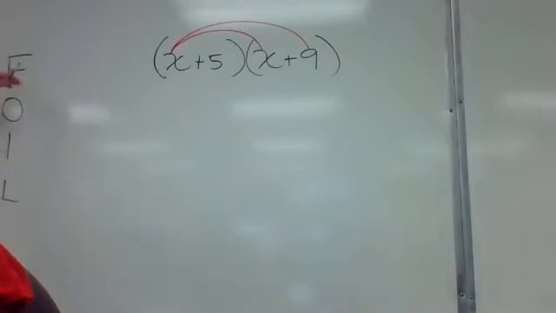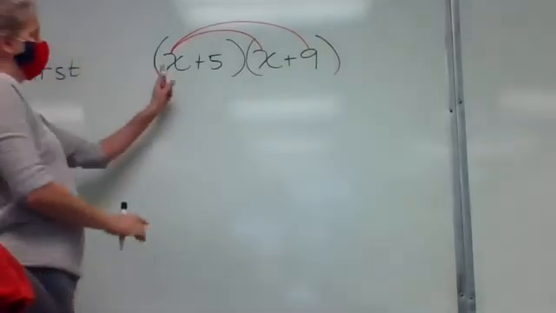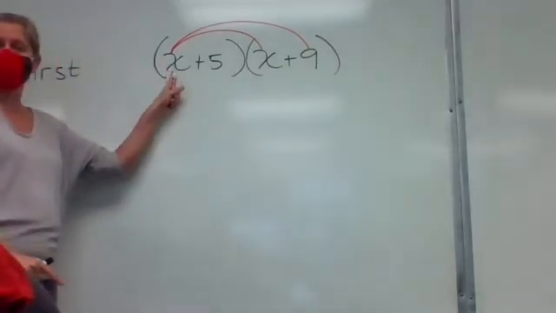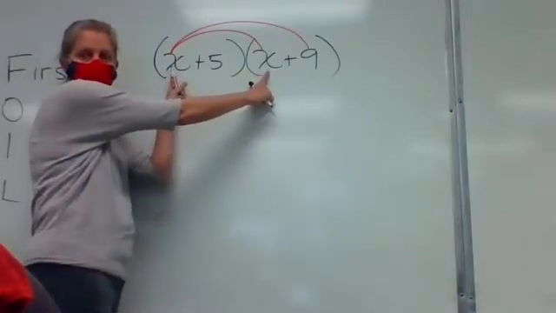So where this acronym comes from, the F stands for the word first. And what that means is the first thing you're going to do in FOIL is multiply the first term in this parenthesis with the first term in that parenthesis.